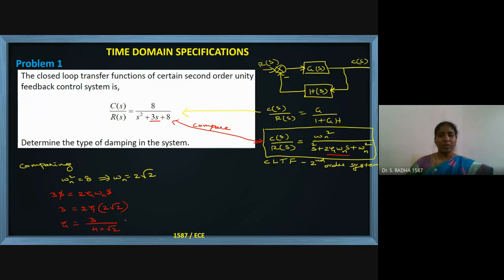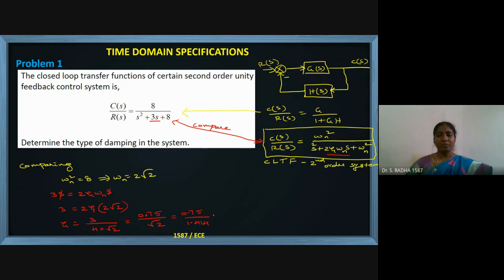Now you can see 3 by 4 is 0.75, divided by root 2. Root 2 we already know is 1.414. You can also use a calculator in the exams. A virtual calculator will be given. You can apply and try it.